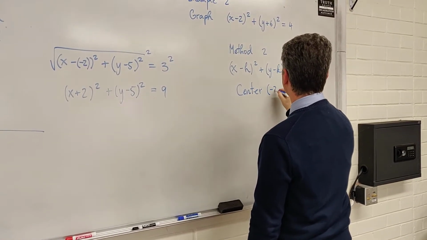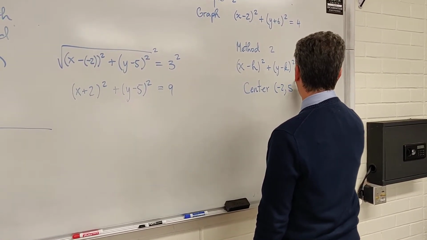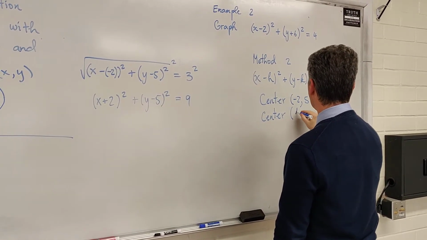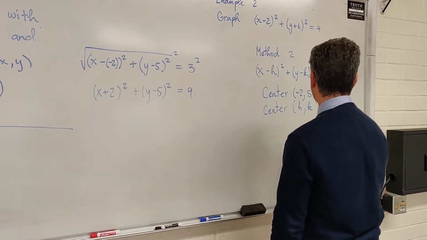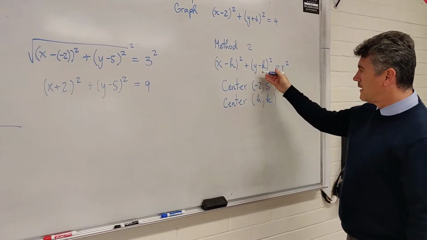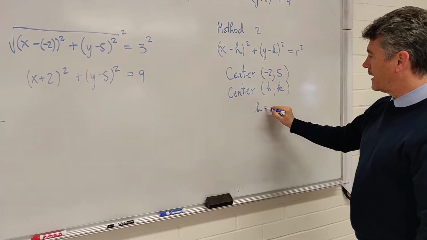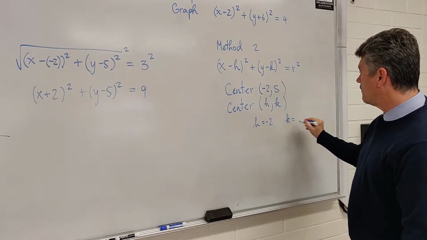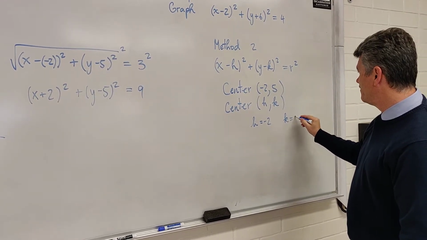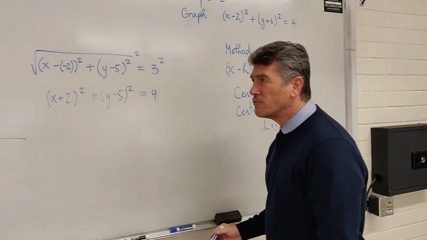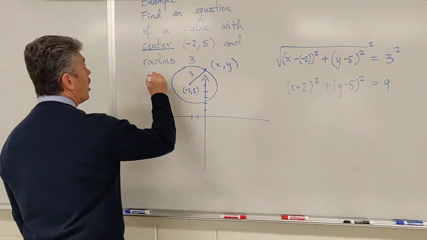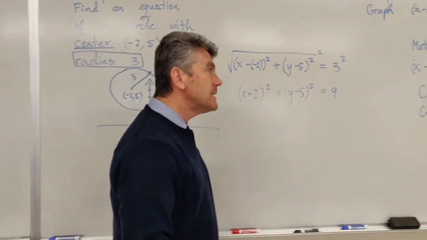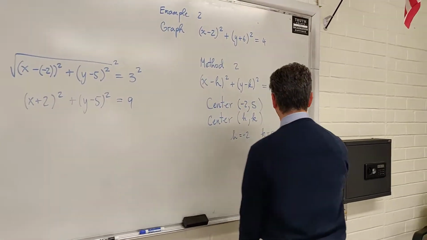Center, (−2, 5). We know that the center usually has coordinates (h, k). From here we can see h matches up with −2, k matches up with 5, so we know our h and k. The other clue is really spelled out for us. Radius 3. Oh, guess what? That means that r is equal to 3.